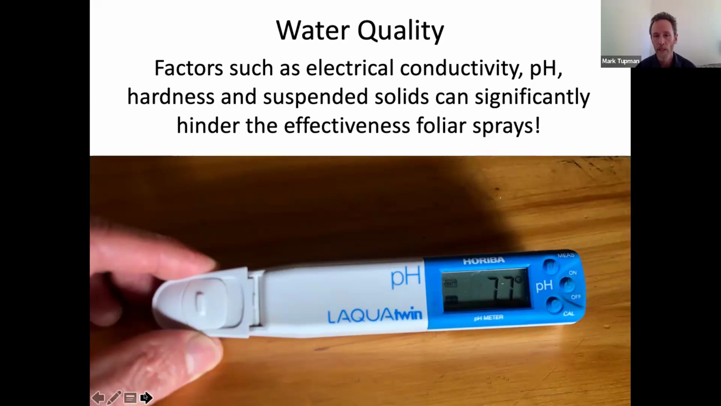If you're using hard water, you need to use an agent like citric acid to get it down to around 5 to 5.5, and you need to put it out promptly. You don't want to leave it sitting around, because it will start to neutralize again over time. So you ideally want to acidify the water and then get the spray out. Before you add the nutrients to it, you want to acidify it.